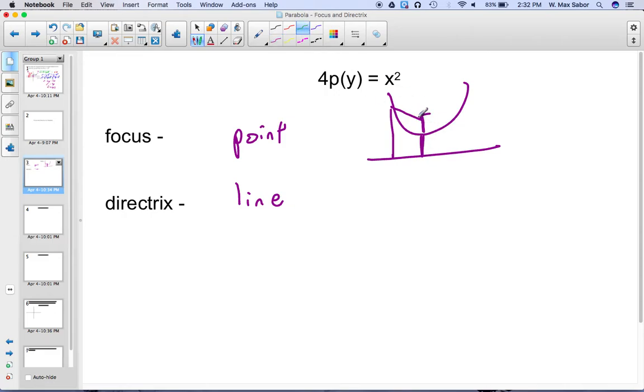The other special property about the focus is if we have something bounce off this curve, it will always go through the focus, which is a special thing that gets used in physics when you're trying to collect a signal, something like a dish, a satellite dish.